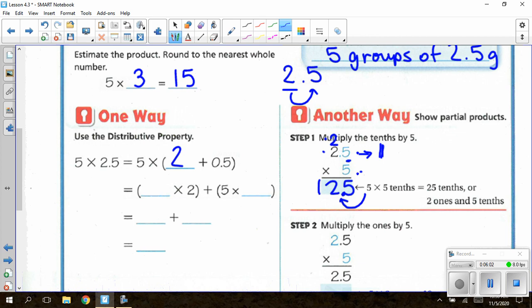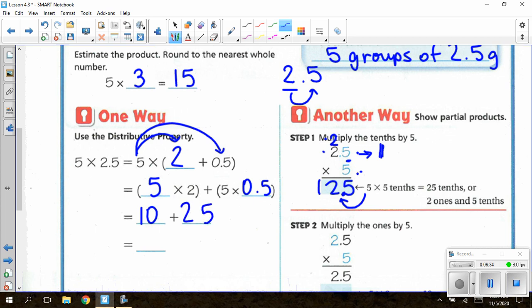Now remember, the next step is to always multiply or distribute the number that is outside the parentheses by both numbers inside the parentheses. So my first one would be the 5 times 2, and then the 5 times 5/10. When I do my 5 times 2, I know that equals 10. And 5 times 5/10, I'm going to multiply those like they are two whole numbers, and I know 5 times 5 is 25.